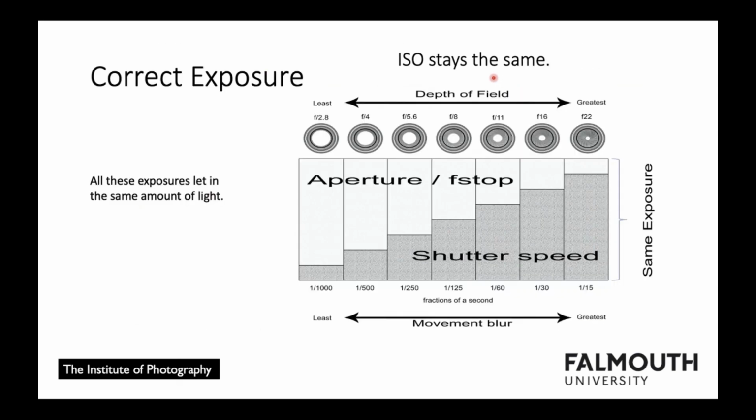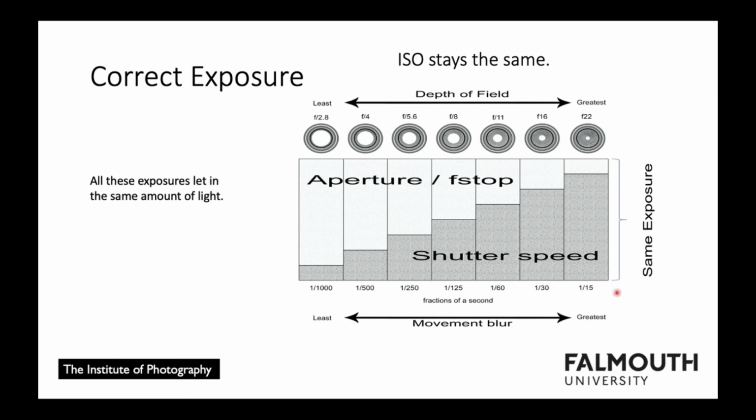Correct exposure. Well, that's the best one, isn't it? Here we go. So let's assume that ISO stays the same. So that sensitivity staying the same, like buying a roll of film, it stays the same. And this is my correct exposure.